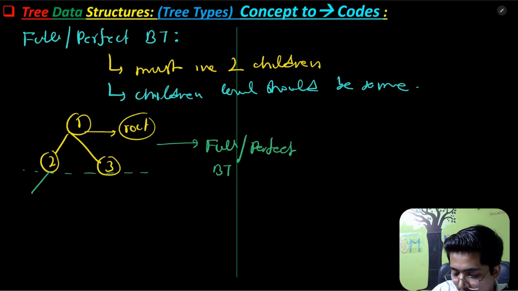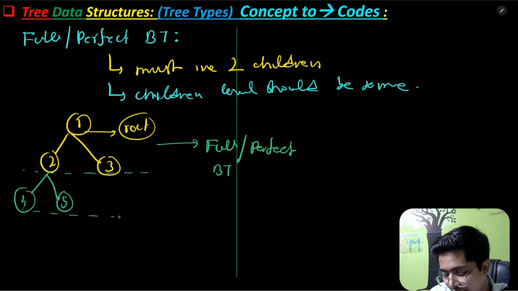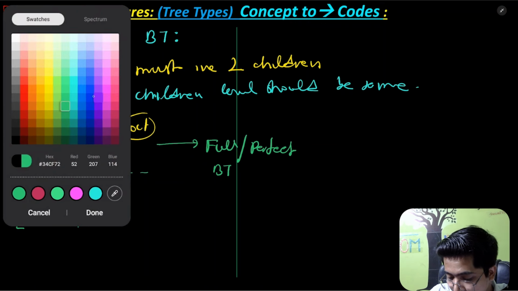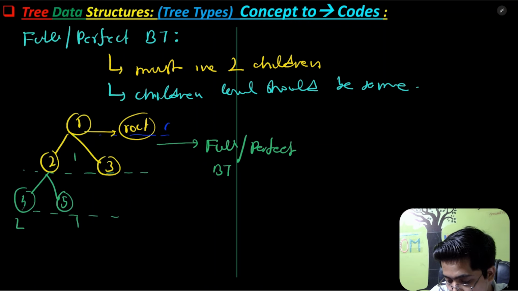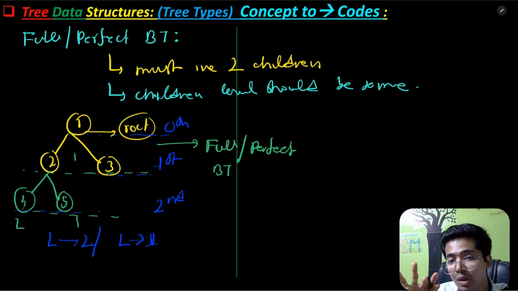Suppose you take more examples like this, with 4 and 5. Now the question is, is this a full or perfect binary tree? No, that is not a full or perfect binary tree. Why? Because the levels are not the same. Look at the left tree: this is the 0th level, this is the first level, and that is the second level. If you notice, the left side is at the second level, and the right side is still at the first level. So the levels are not matching, they are not the same. That's why this is not a full or perfect binary tree. That means the level must be the same.